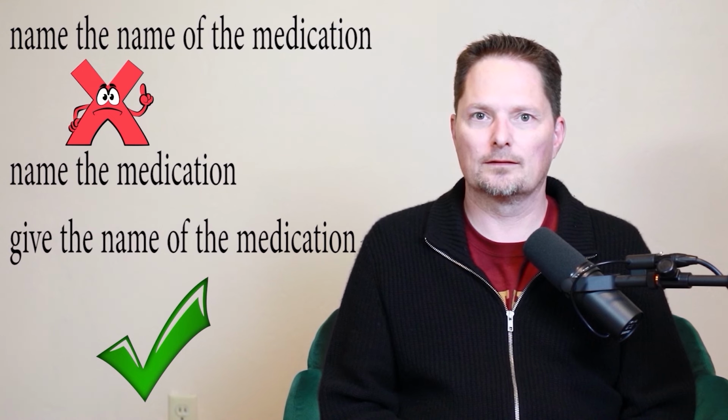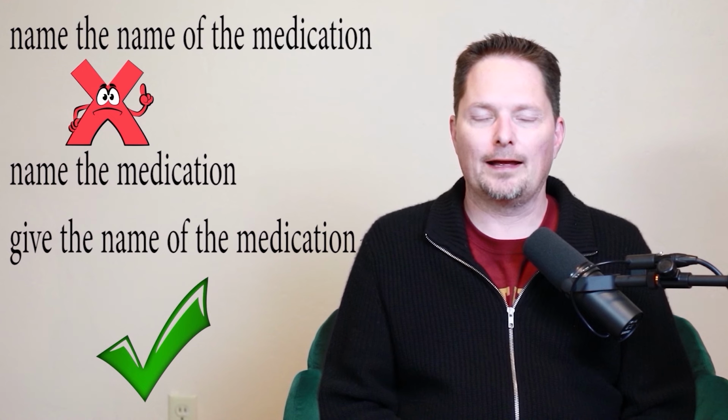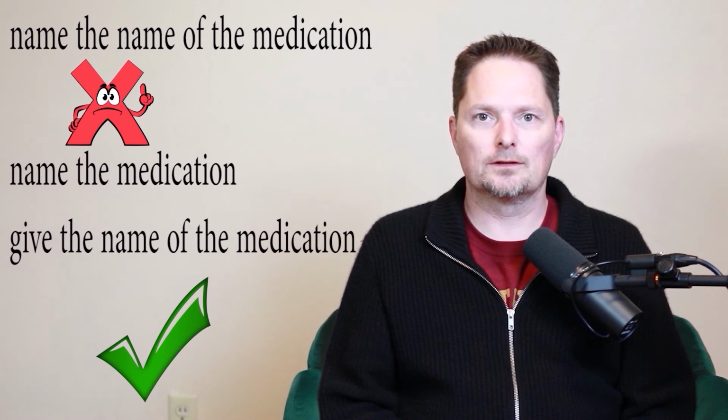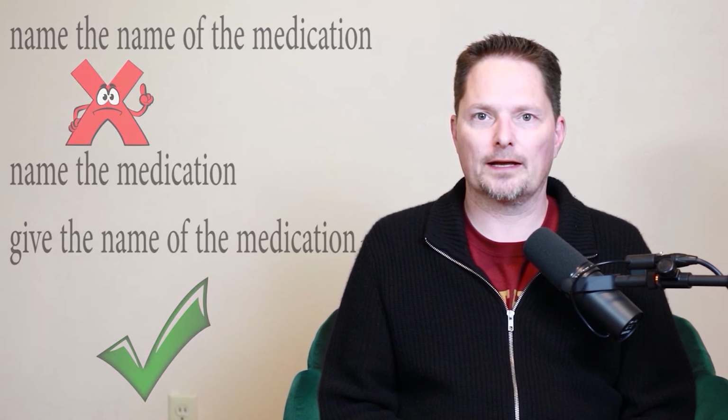So what do we say? We have two options. You can say "name the medication," using the verb name, or I can use the verb give and then give the name of the medication. These are our two options. These are correct. But I cannot say "name the name of the medication." So if I ask the question, can you name the medication? You say, yes, of course, I can name the medication. Or if I ask you the question, can you give the name of the medication? You answer, sure, I can give the name of the medication.